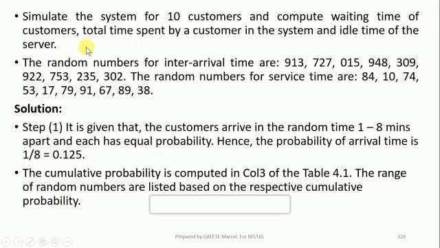So they say that you simulate the system for 10 customers and compute the waiting. Here we simulate the system for 10 customers, so the total number of customers is 10.